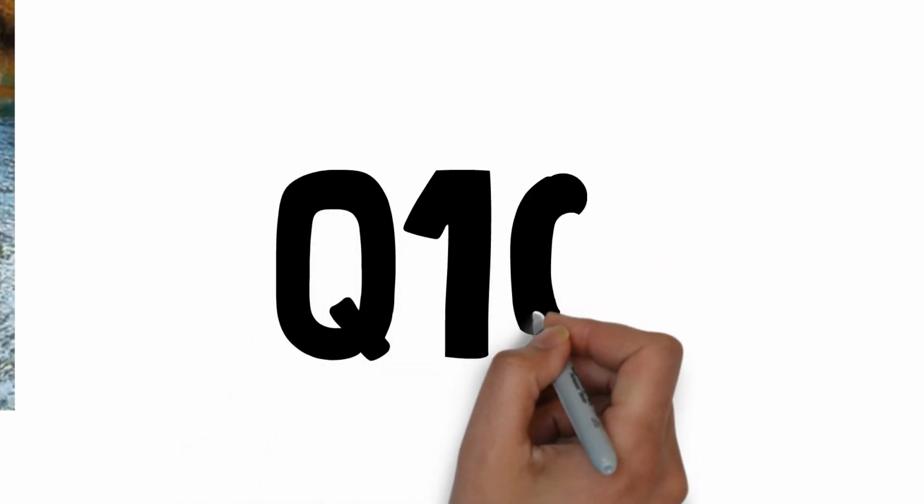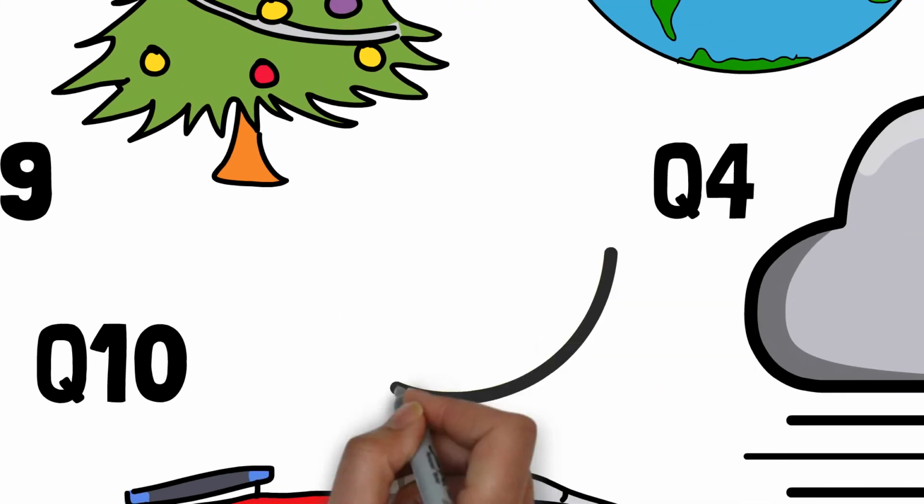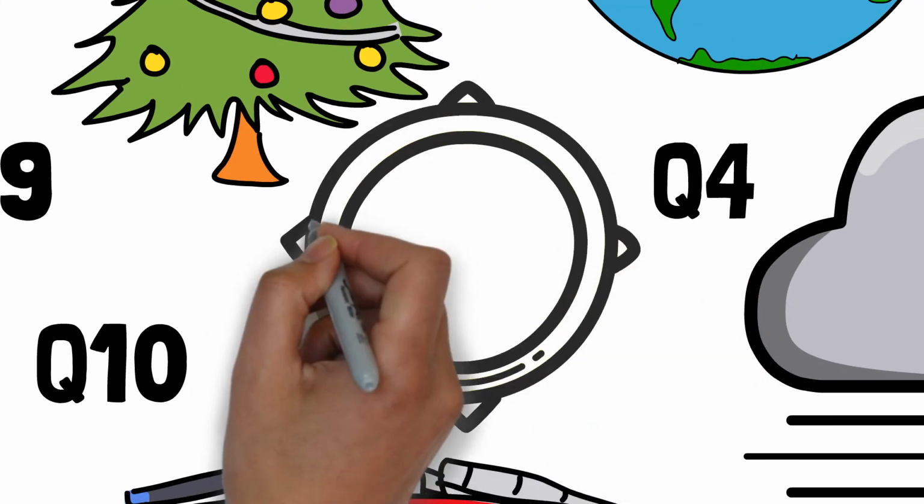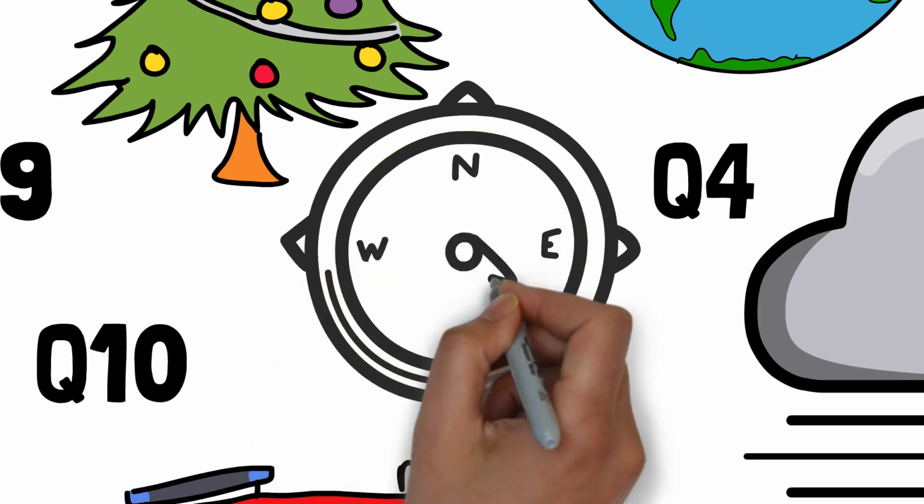Question 10. What is the name given to the fixed mark on a compass bowl which shows the ship's head?